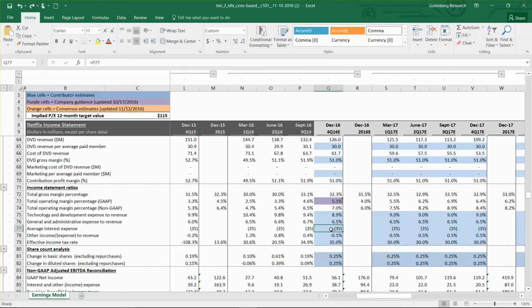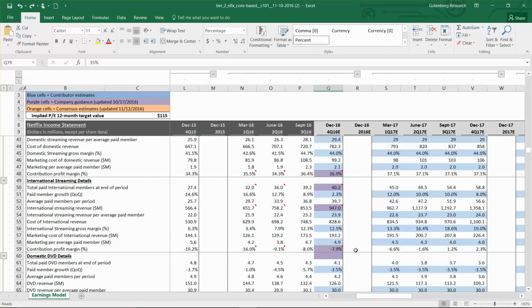And then in this version of the model, we have average interest expense over time. In the tier 1 model, we actually do average interest expense relative to long-term debt. And then we have a basic assumption for other income and expense, which we basically keep in line with historic results, and then apply an effective tax rate similar to what we've seen in the past. So we have 30% for 2017 and rounding out 2016 at 35%.